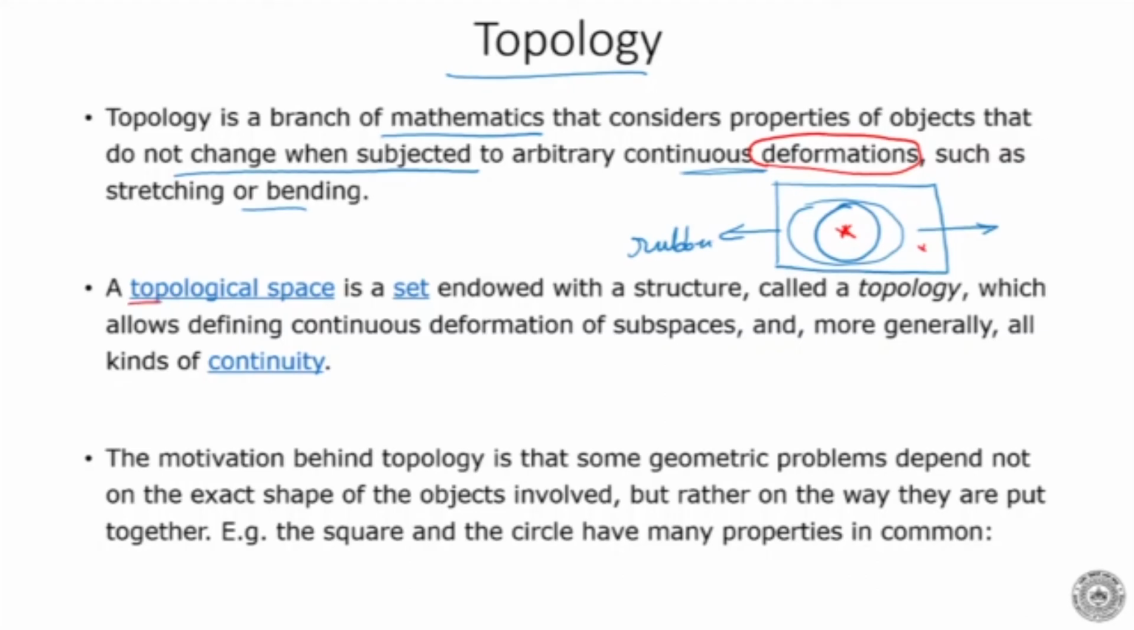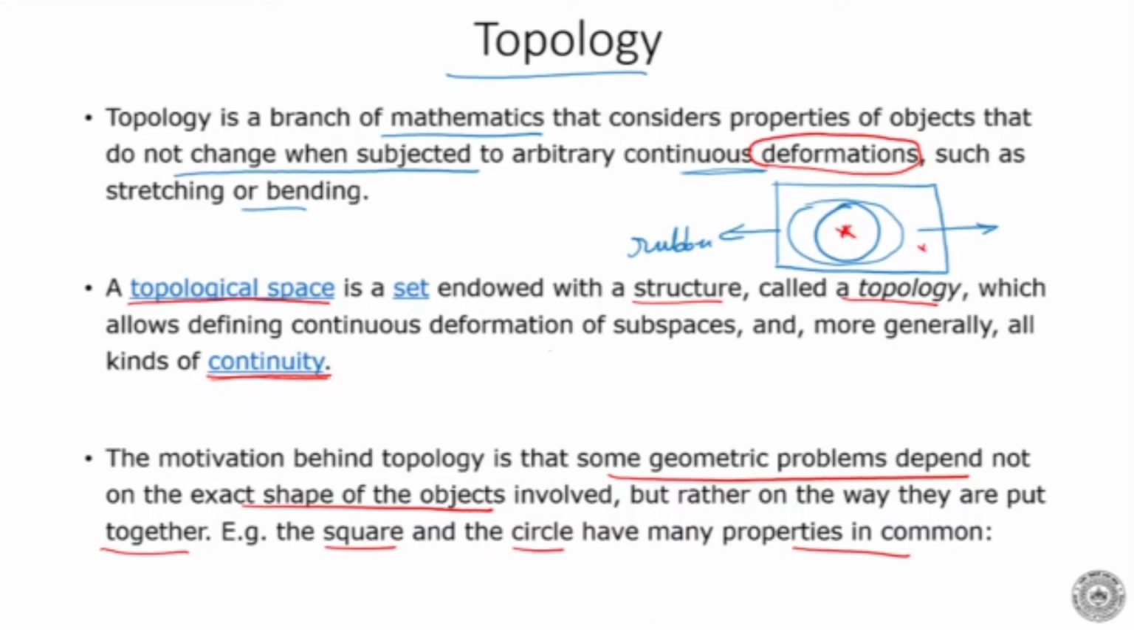So a topological space is a set endowed with a structure called topology, which allows defining continuous deformations of spaces and, more generally, all kinds of continuity. This structure is basically called the topology of the space. The motivation behind topology is that some geometrical properties or problems, like path planning is one of them, depend not on the exact shape of the objects involved, but rather on the way they are put together. For example, the square and the circle have the same properties in common.